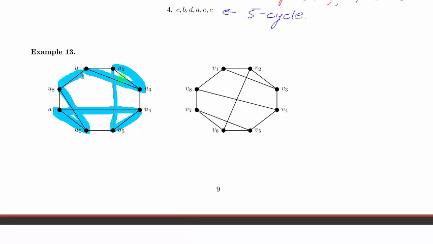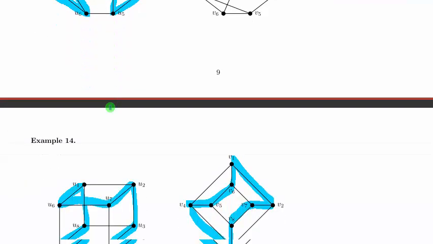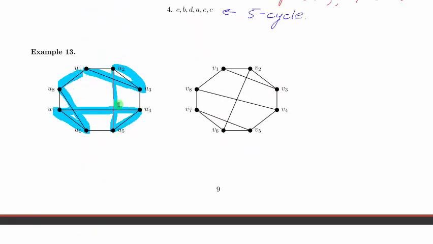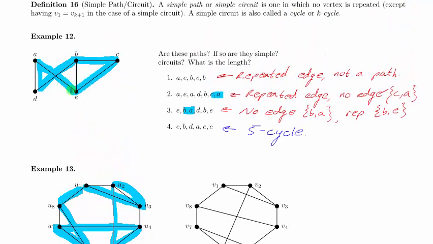For instance, here, this is not an Euler circuit because we did not use every edge once. There were some edges that were missing. It is a Hamilton circuit, though, because we have used every vertex exactly once. This 5 cycle was a Hamilton circuit, but not Eulerian because it didn't use this edge right here.